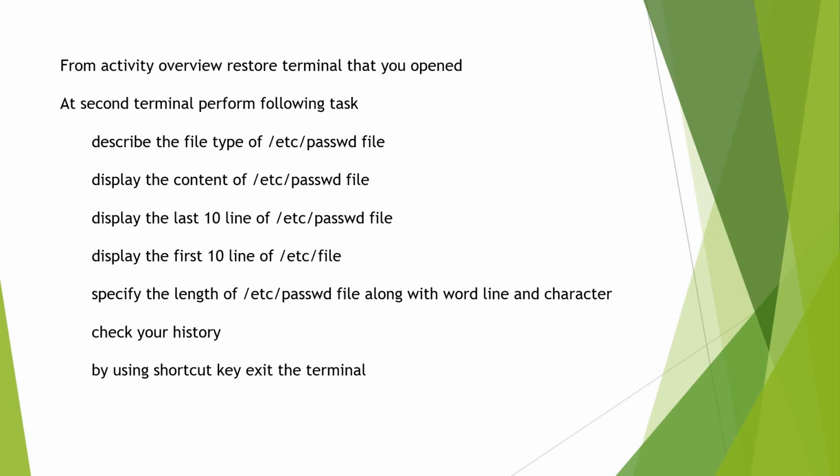Display the last 10 lines of the /etc/passwd file with the help of the tail command. Display the first 10 lines of the /etc/passwd file with the help of the head command. Specify the length of the /etc/passwd file along with words, lines and characters with the help of the wc command. Check your history for what commands you have executed previously. By using a shortcut key, exit the terminal. The shortcut key to exit the terminal is Ctrl D.